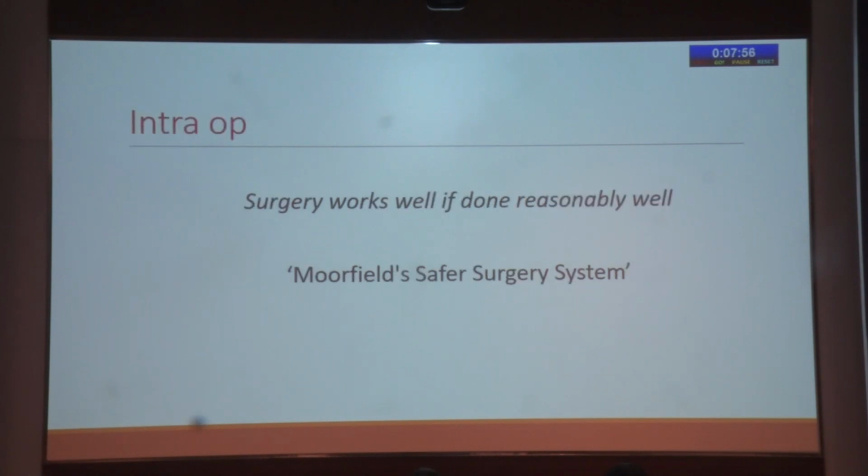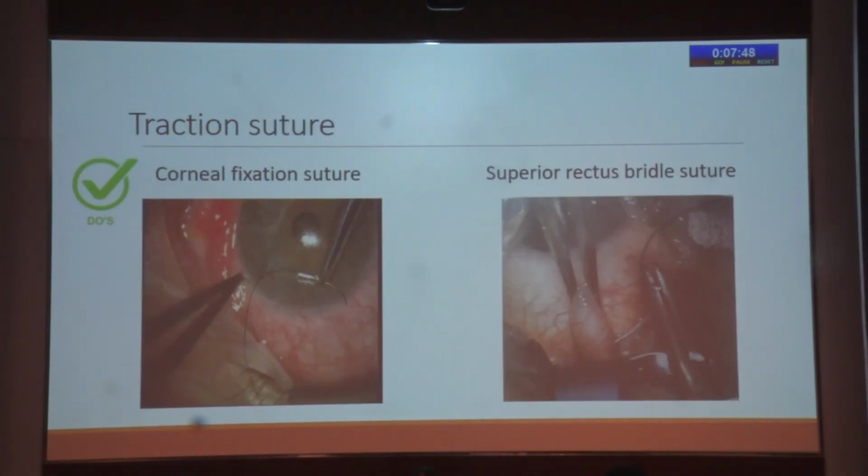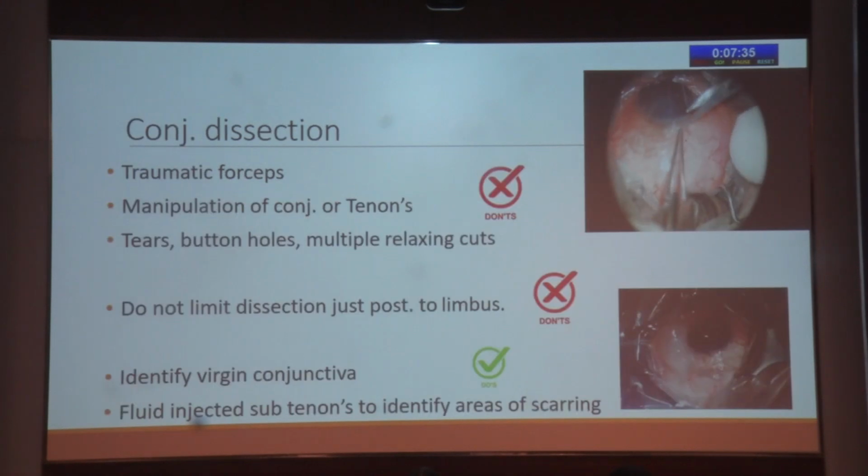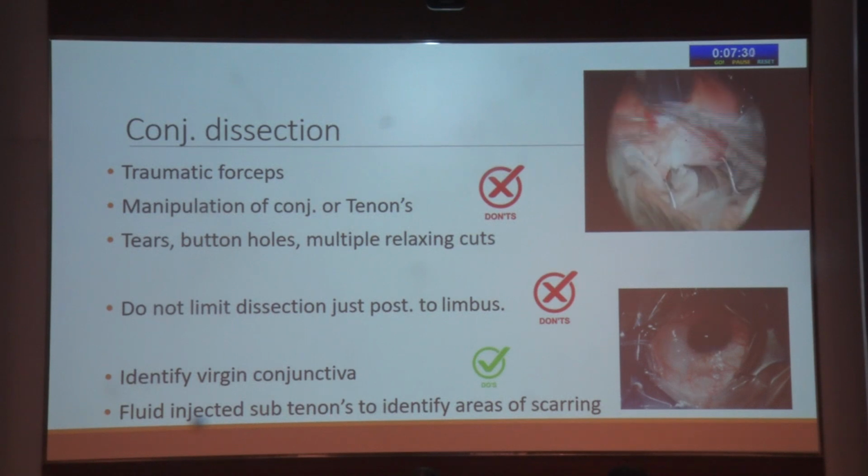Coming to the intraoperative part, which is most important, surgery will work well only if you do it reasonably well. And what we follow now is the Moorfields Safe Surgery System. So the first change that has happened is switching over from a superior rectus bridle suture to a corneal fixation suture to avoid any trauma to the conjunctiva, which we know is a very important tissue for glaucoma surgery success. The conjunctival dissection which we do should be using atraumatic forceps.